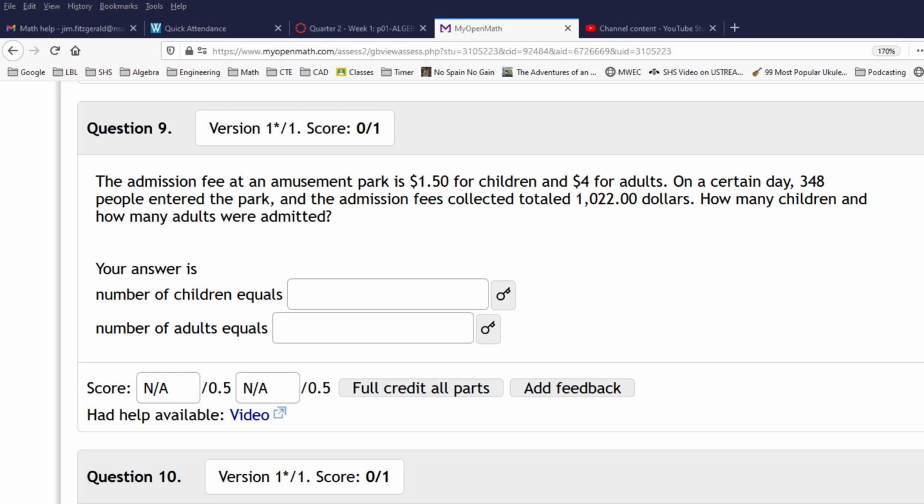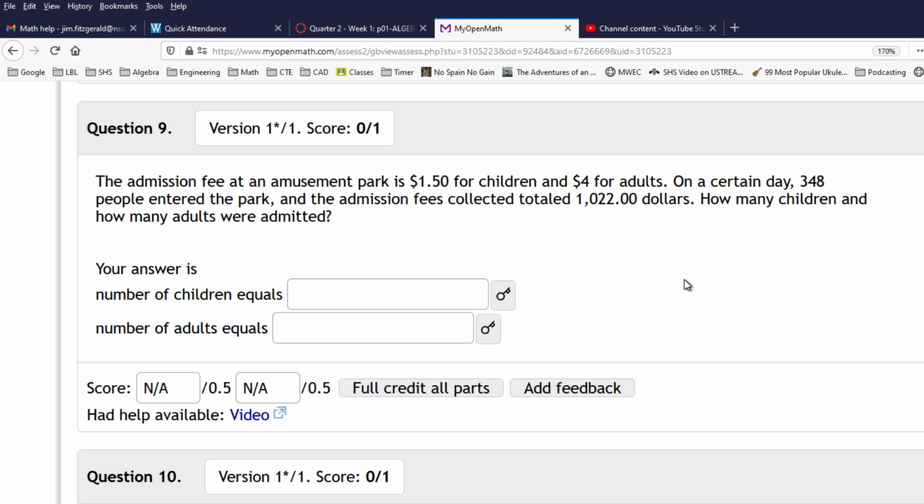But there's any number of ways you could solve these equations. So let's read through it. The admission fee at the amusement park is $1.50 for children, $4 for adults. So the word for here is really key for me. And this tells me for means multiply. So I'm going to take the number of children and multiply it by 1.50, and that'll tell me how much money was brought in from the children. And then $4 for adults. So $4 times the number of adults, that's going to tell me how much money was made from the adult tickets.